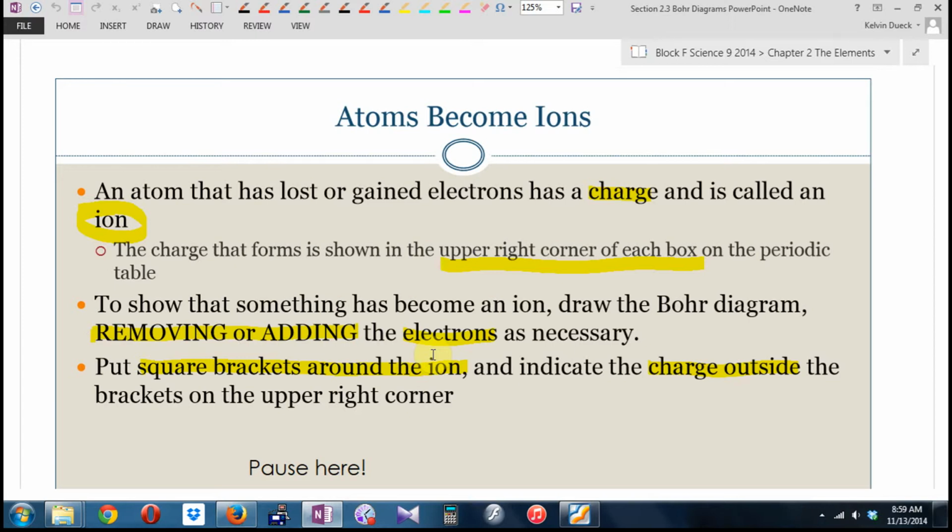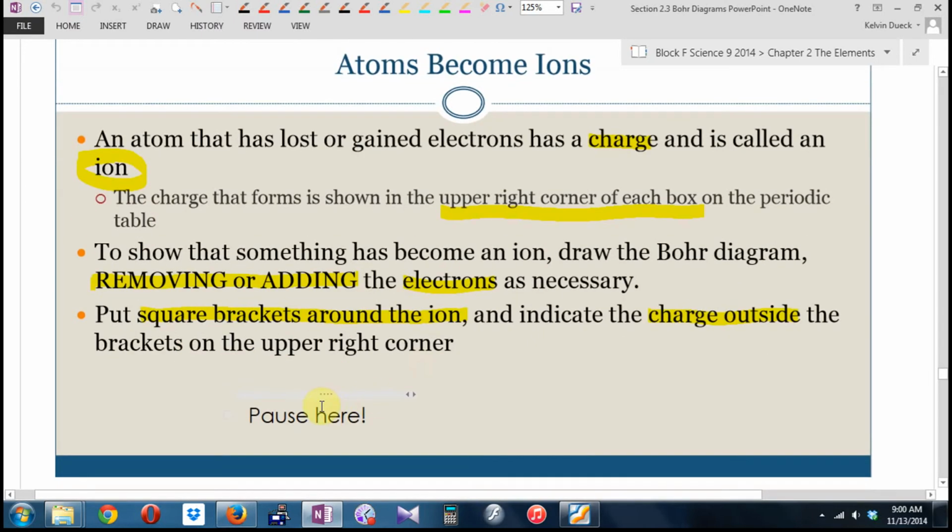The charge that forms is shown in the upper right corner of each box in the periodic table. So, to show that something has become an ion, we draw the Bohr diagram, circles, neutrons, all that, removing or adding the electrons as necessary. And then to show that it's an ion, we put square brackets.